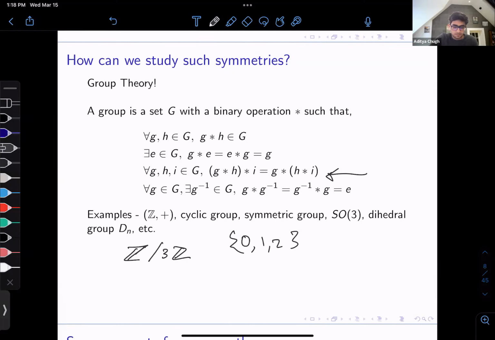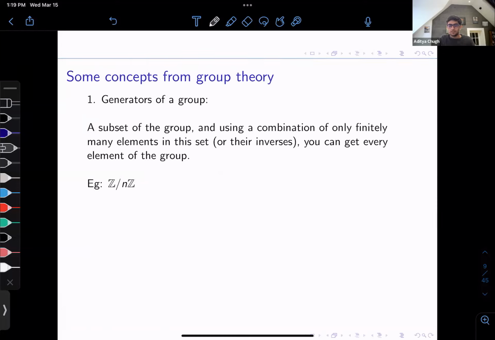For example, the dihedral group. It's the group of symmetries of an n-gon polygon, like we saw with polygons before. Some other concepts: the generators of a group. It's a subset of elements of the group, and the idea behind this is that you can find maybe a smaller set of elements in the group such that if you perform the operations repeatedly, you can eventually find every element in the group, and that precisely constitutes the set of generators of the group.